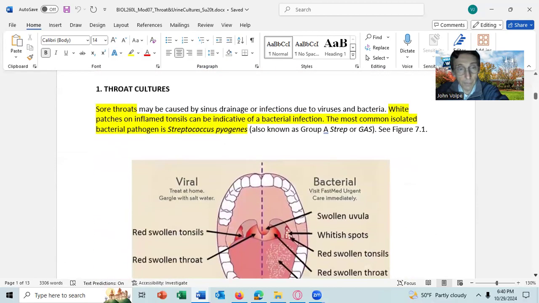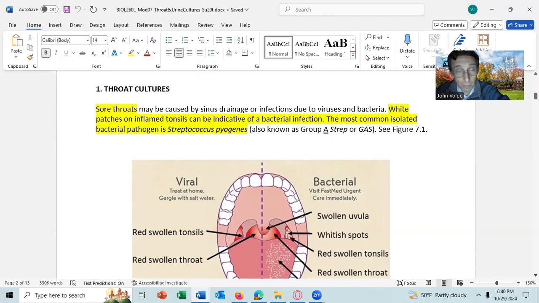For a throat culture, sore throats may be caused by either viruses or bacteria. If you see white patches on inflamed tonsils or in the back of the throat, that is indicative of a bacterial infection. The most common bacterial pathogen is Streptococcus pyogenes in a bacterial sore throat.